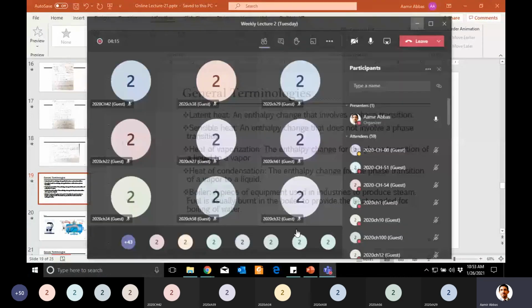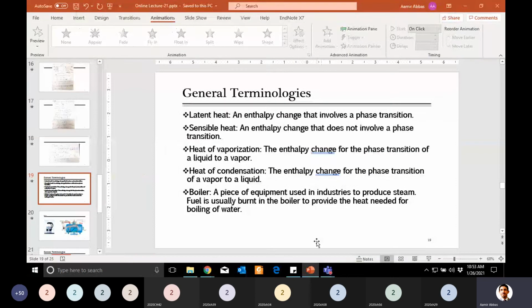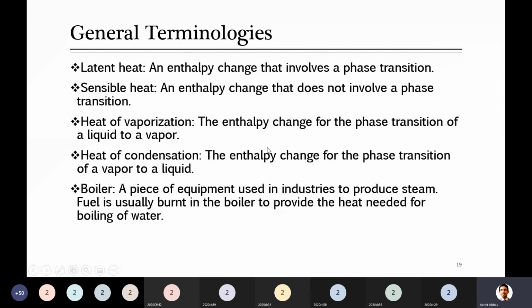considered as something we call sensible heat. Later when it reaches 100 degrees C and phase change starts, then we call it latent heat. All the heat added during that will be latent heat. So what is this heat of vaporization? What does vaporization mean?